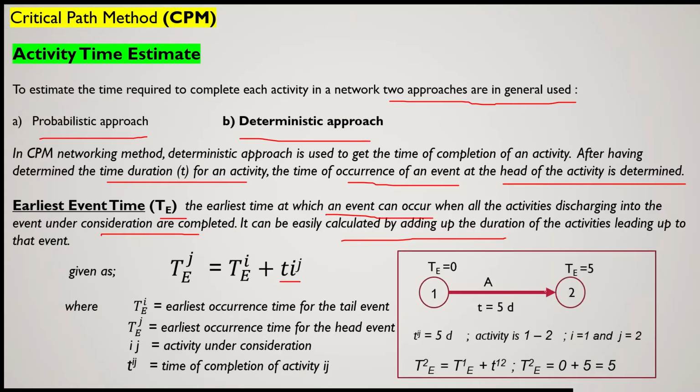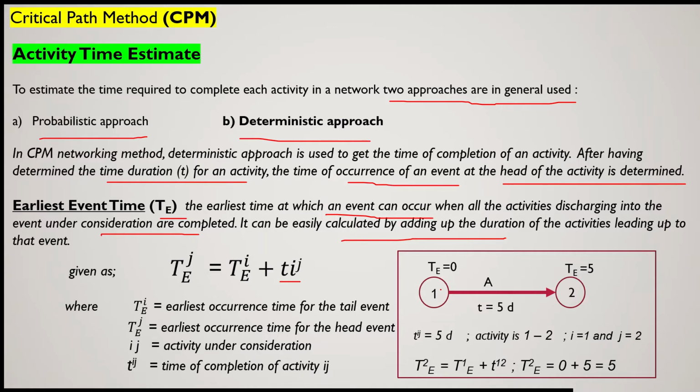Now if we see here, just for an example, there are two events, event number 1 and event number 2, and they are connected by activity A. Now this arrow is showing activity A having time duration, let us suppose it is 5 days. So for this activity, event number 1 will be called the tail event and event number 2 will be called the head event.